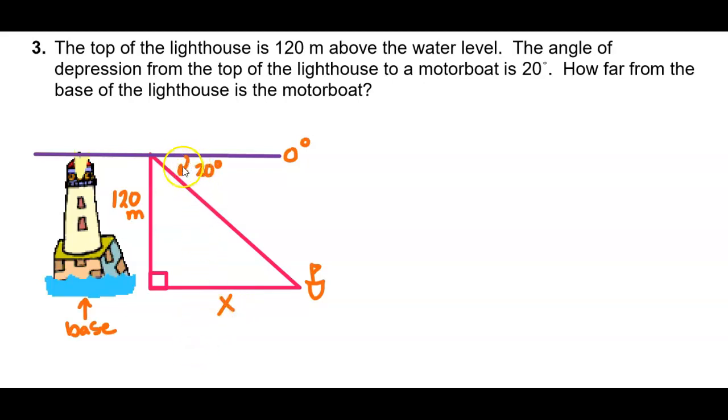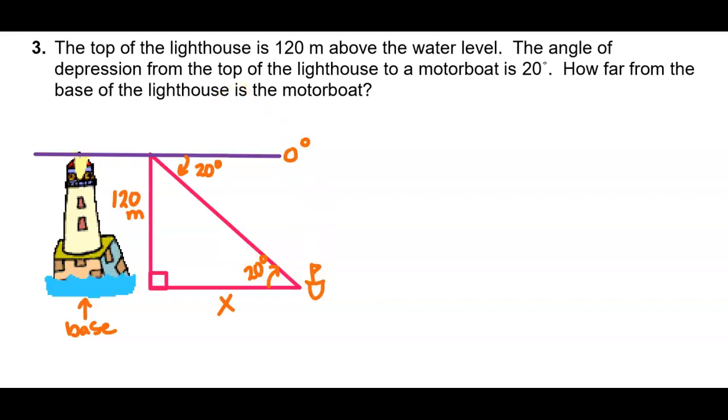Now you might say, how do I do this problem when the angle is on the outside of the triangle? So if you remember, if the person in the lighthouse has to look down 20 degrees, then the person in the motorboat would have to look up 20 degrees by alternate interior angles being congruent.